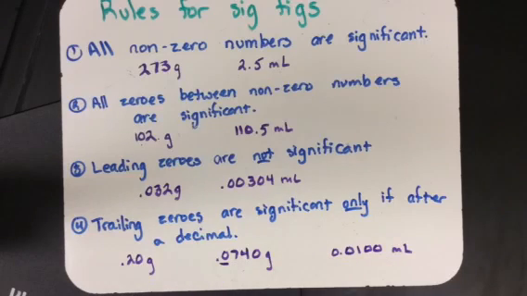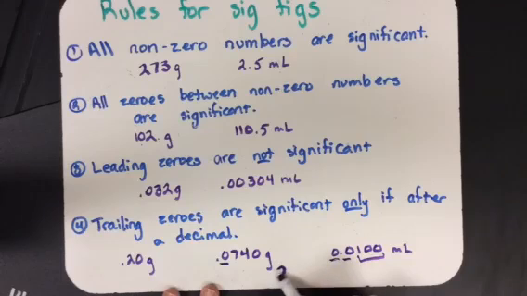0.0100. This value has 2 significant zeros and 2 non-significant zeros. These 2 zeros here are leading zeros. They are not significant. So these 3 values, or these 3 digits, are significant digits for this measurement.